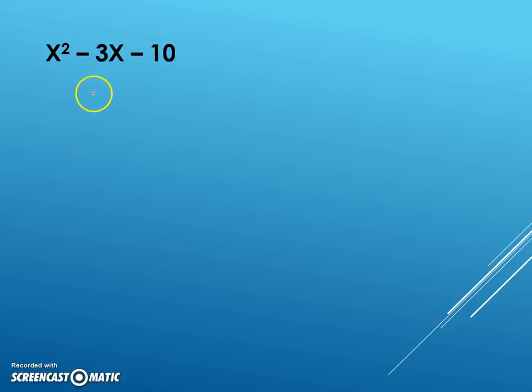Same thing is true on this next one. Looking for numbers that multiply to be a negative 10. So we have 1 and 10, 2 and 5. They need to add to be 3 somehow. So 2 and 5 are the only ones that are going to do that. It's a negative 10, so one's positive, the other's negative. The larger factor goes with the first sign. So x minus 5 and x plus 2.